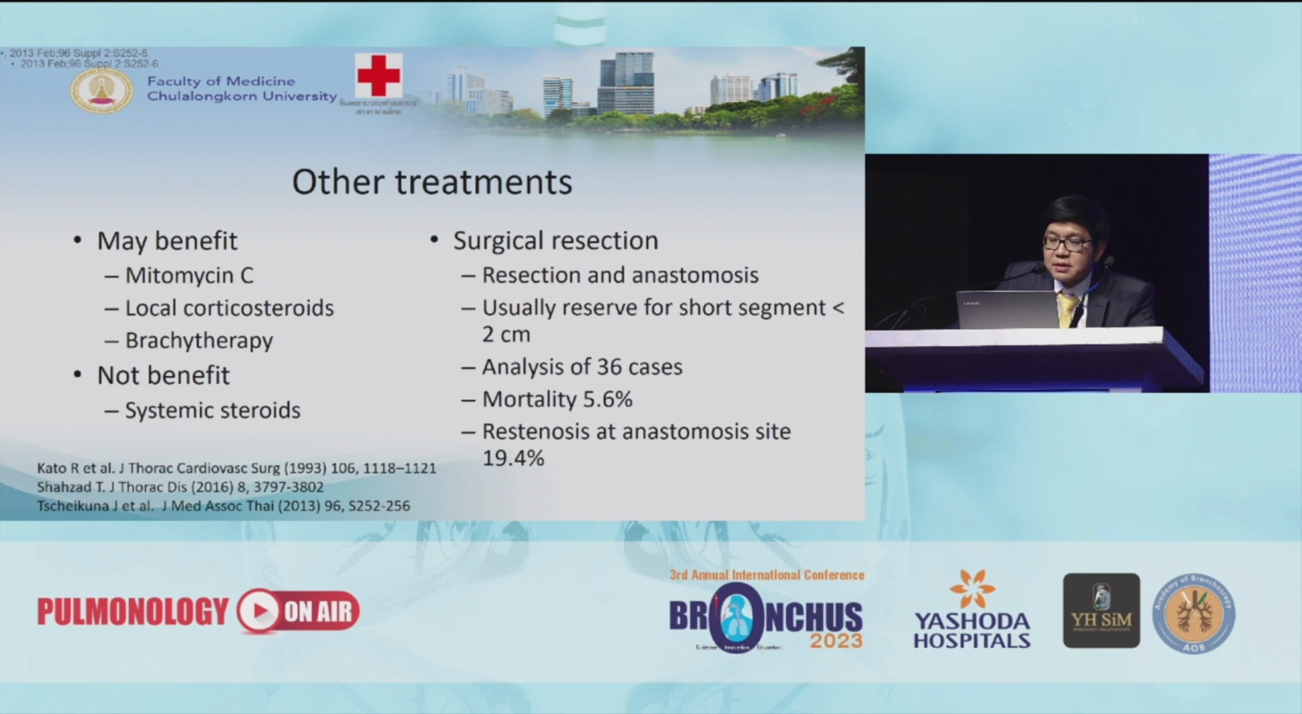Surgical resection is also an option for patients who have short segment stenosis. They resect the segment and re-anastomose the trachea or the bronchus. In an analysis of 36 cases, the mortality was 5.6%, and that was 30 years ago in Japan, so nowadays the mortality is much less. The problem with surgical resection is re-stenosis at the anastomosis site, which occurs around 20%, so that comes to intervention again.